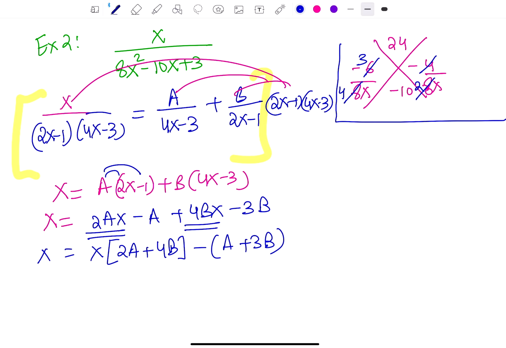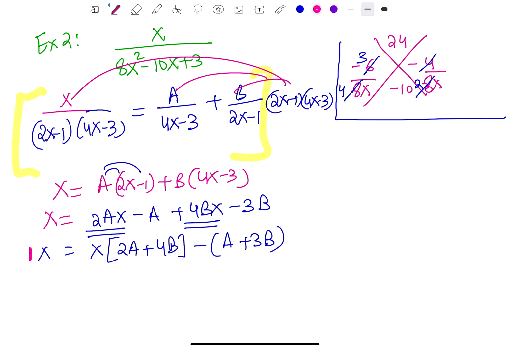All right, now let's equate the coefficients. Whatever is the number in front of x on the left-hand side, that's going to be the number in front of the x here. And the constant term, we don't have any, so that's going to equal A plus 3B. So 2A plus 4B is equal to 1, and A plus 3B is equal to 0. Let's go ahead and solve this system.